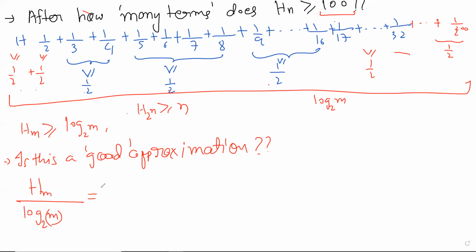If you call this some R of M, then what is R of M? We are basically asking, does the ratio remain finite at least? I mean, we know that it's bigger than 1. That's what we have seen so far. We know that when you add up m terms, the sum will be at least log m base 2. Or if you add up 2 to the power n terms, then the sum will be at least n. So it's bigger than 1.